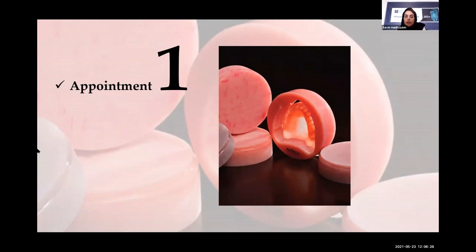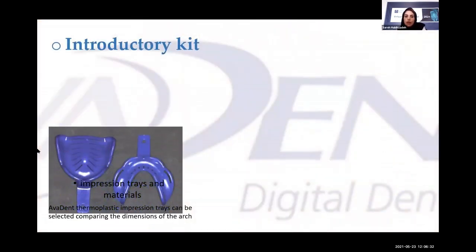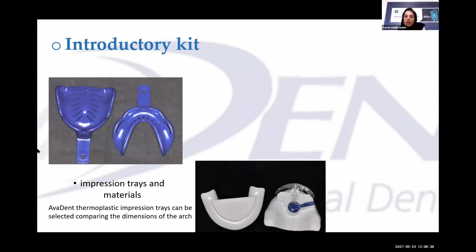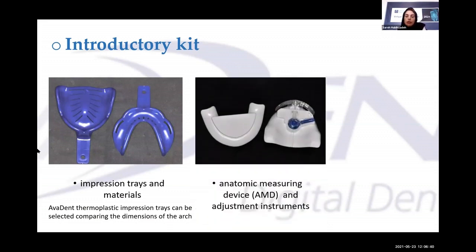All right, with the Avident, we start our first appointment. In the first appointment, we usually have an introductory kit, which has these trays. These trays are thermoplastic, so you can put them in the water bath, and they're completely moldable. So you have the option of taking the preliminary and final impression with these at the same time. Another thing that we have in our starter kit is the anatomic measuring device, which you can see in this picture.